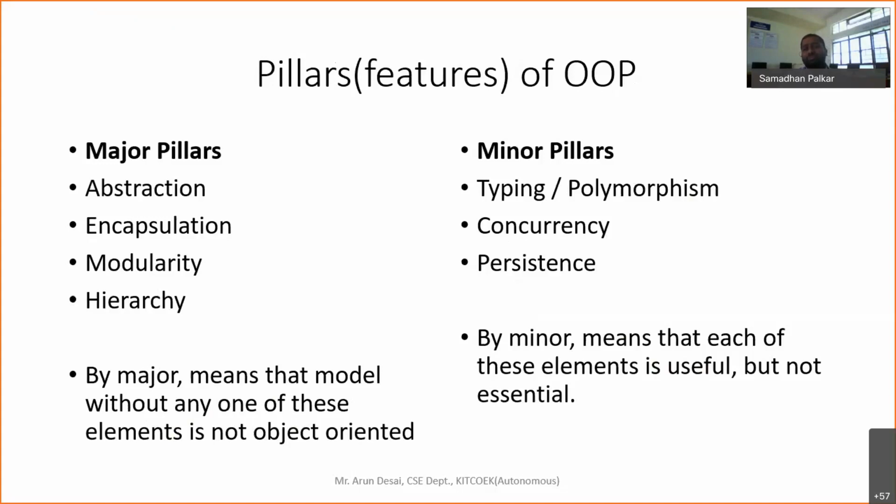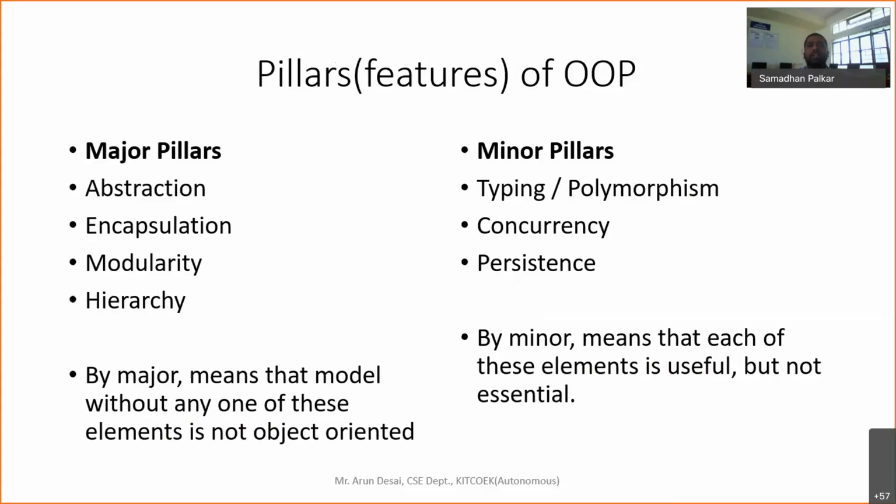Then what minor pillars are there? Typing or polymorphism is treated as a minor pillar of OOP. Then concurrency is a minor pillar. Then persistence is also a minor pillar. What that means is, all those elements are useful in OOP, but not essential. If you use those, they are useful in that language, but not all are essential. For that reason, they are treated as minor pillars.